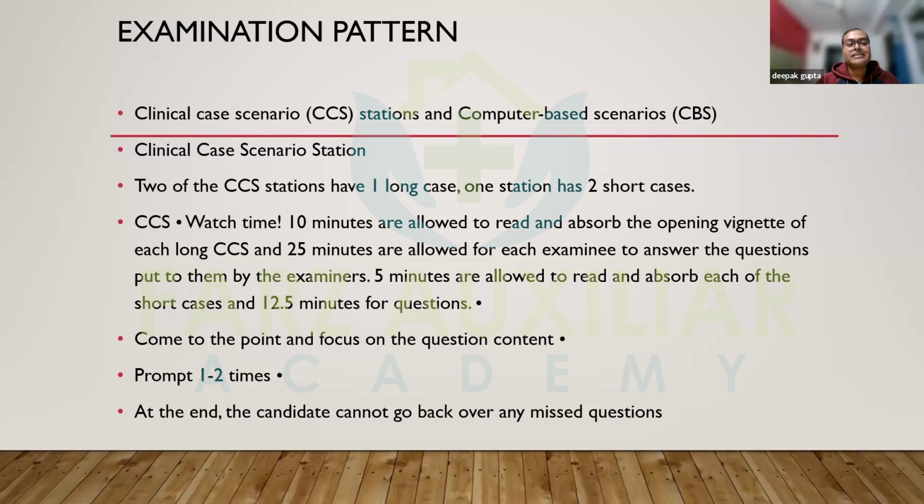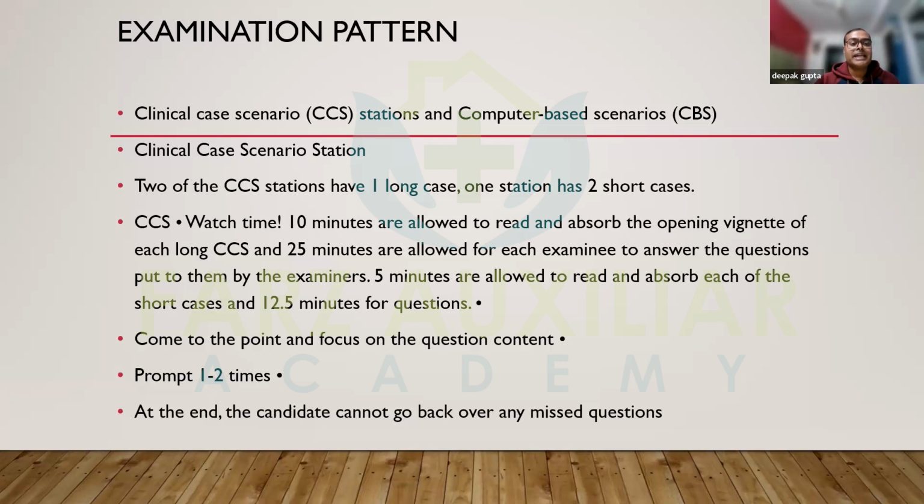In the clinical case scenarios, there are two CCS stations: one long case each, and two short cases. Previously, they used to have three long cases. Now they have two long cases, and the last long case has been divided into two short cases. Usually the first long case is the medical case, the second long case is the surgical or trauma type of case, and the two short cases can come from any field, maybe poisoning, drowning, burn, or a typical sepsis case. So this is the division.